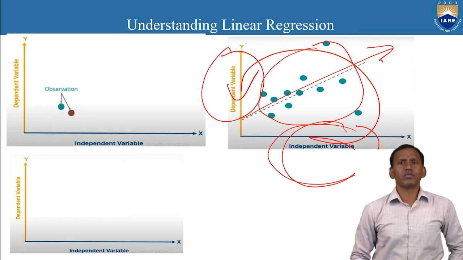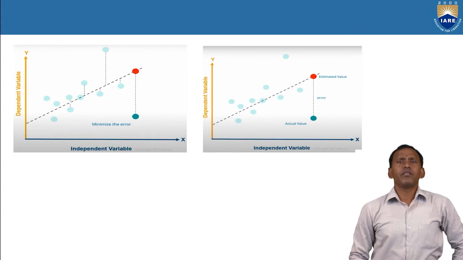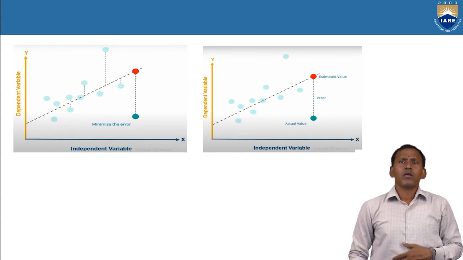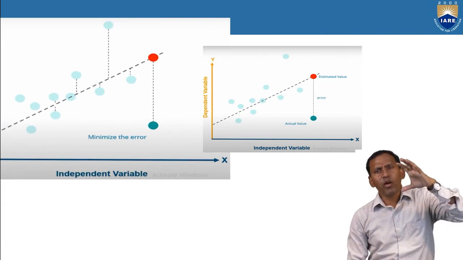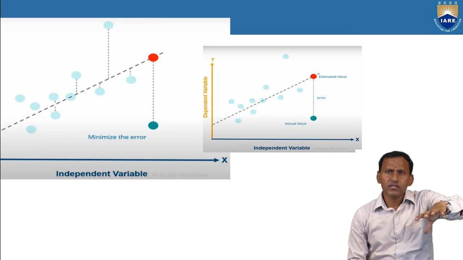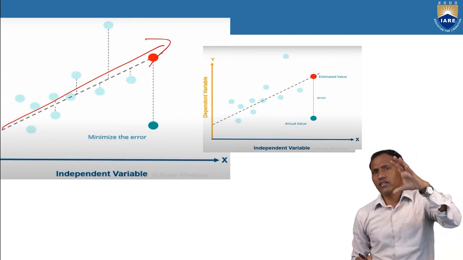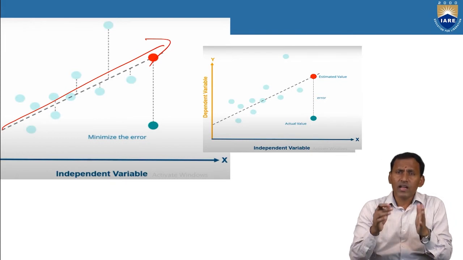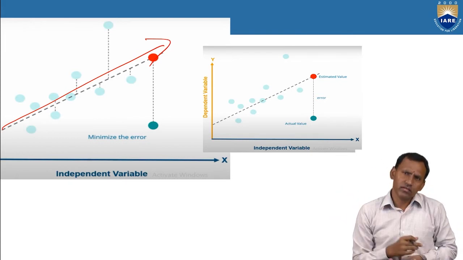Yeah. So these are observations, data points. Now here, after plotting all the data points, once you draw the regression line, after that, we have to find out the mean square error.